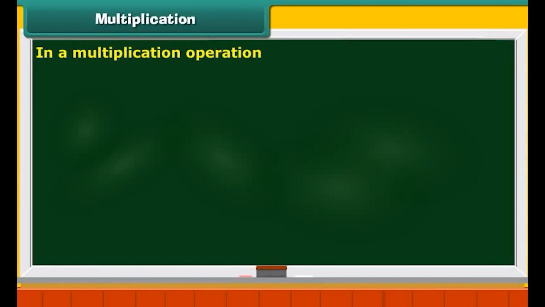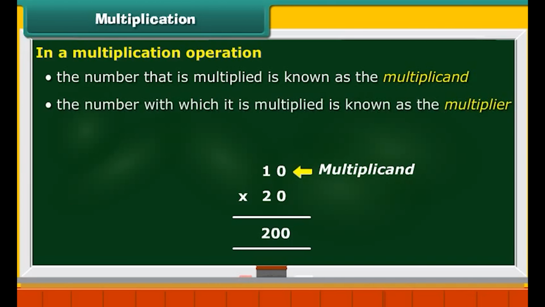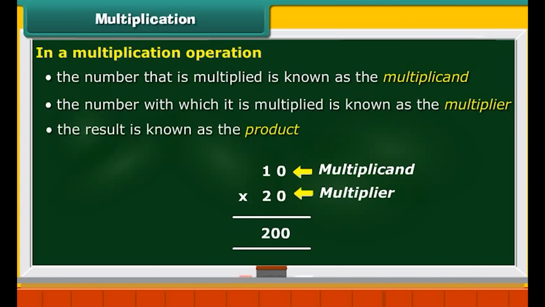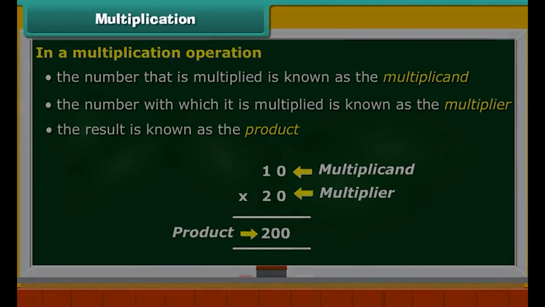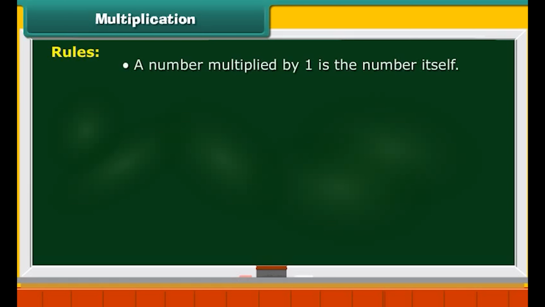Multiplication. In a multiplication operation, the number that is multiplied is known as the multiplicand. The number with which it is multiplied is known as the multiplier, and the result is known as the product. Let us look at some rules of multiplication. A number multiplied by 1 is the number itself.